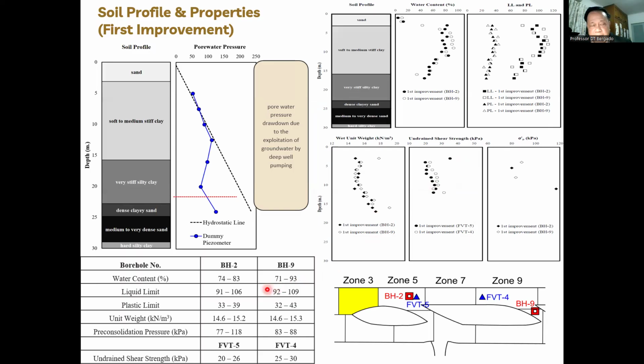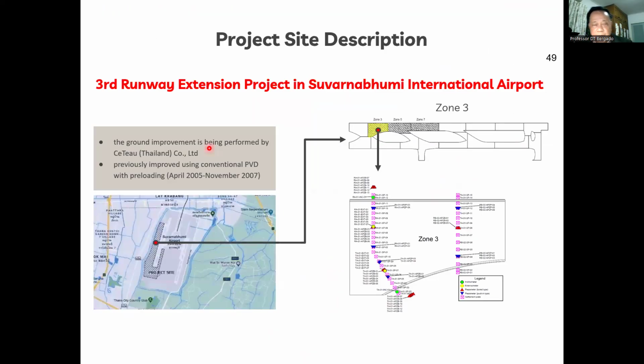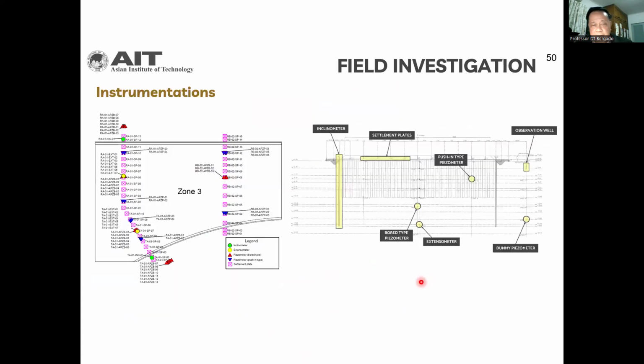The first improvement, these are the parameters obtained before the second improvement. And there is also the drawdown to 12 meters depth. So from there, the ground improvement was performed by C2 Thailand, where I am also a consultant. And we have here the instrumentations. Instrumentation composed of inclinometers, settlement plates, piezometers, extensometers, dummy piezometers, and observation wells.